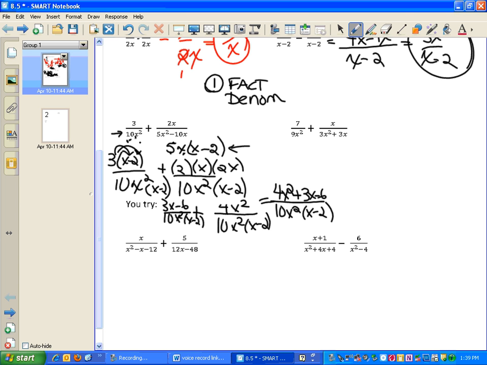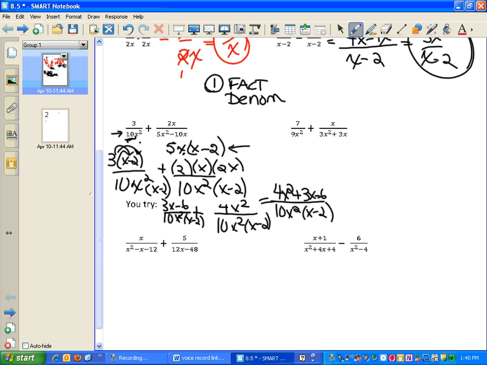Well, I have to have a common denominator, and I have to go up. I can never go down. So if I'm looking at a factor of 10, I'm always looking at what my factors are. What are the things that I'm multiplying? In this side, I was multiplying a 10 and an x squared. In this side, I was multiplying a 5, an x, and an x minus 2.